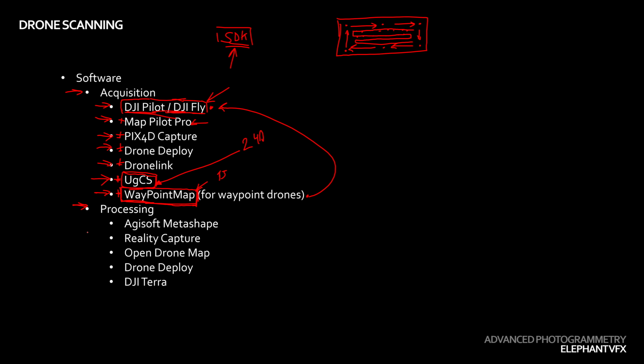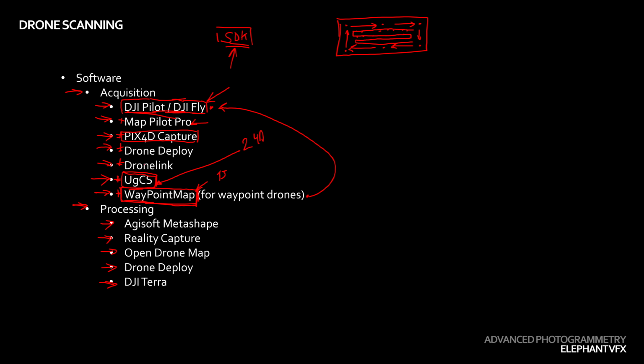And then for processing, of course, you know the usual suspects: Agisoft Metashape and Reality Capture. These are the ones that we're going to be using today. But you should also know that there are other applications, and maybe in visual effects we are used to using Agisoft Metashape and Reality Capture because they are very popular for photogrammetry in general. But you will see a lot of people that work on set that use other applications that are way faster and way easier to use, like Open Drone Map, Drone Deploy, DJI Terra, even Pix4D has a processing section.